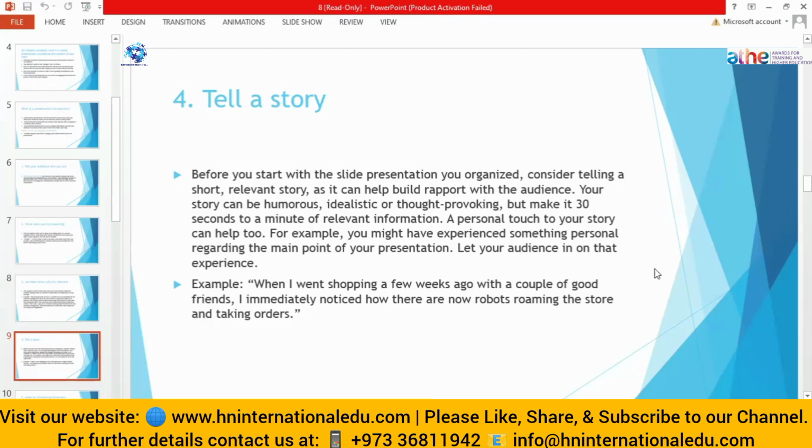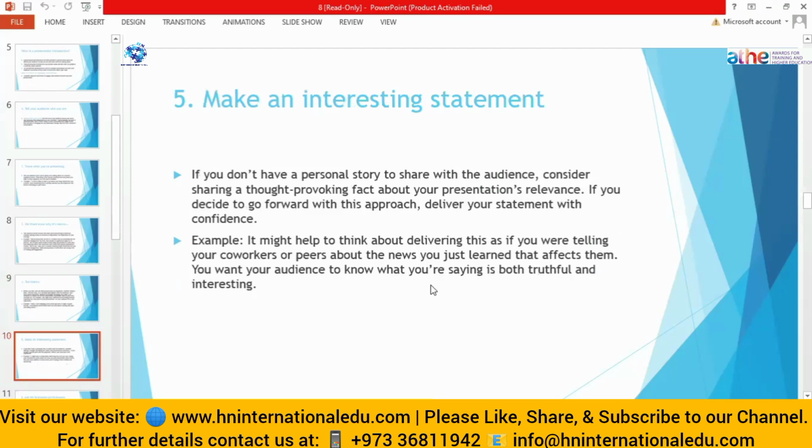Now, do you understand these 4 points? Then you will tell them a statement. You will make an interesting statement. Now, if you don't have a personal story to share with the audience, consider sharing a thought-provoking fact relevant to your presentation. If you decide to go forward with this approach, deliver your statement with confidence. Now, what can that statement be? It might help to think about delivering this as if you were telling your co-workers or peers about news you just learned that affects them. You want your audience to know that what you are saying is both trustworthy and interesting.